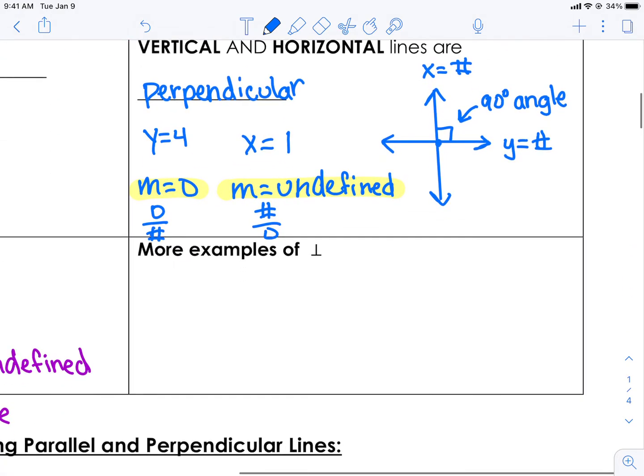Okay, so let's do some more examples of perpendicular. Remember, that's the perpendicular sign. Okay, if I have 2/3, what would be perpendicular to 2/3?